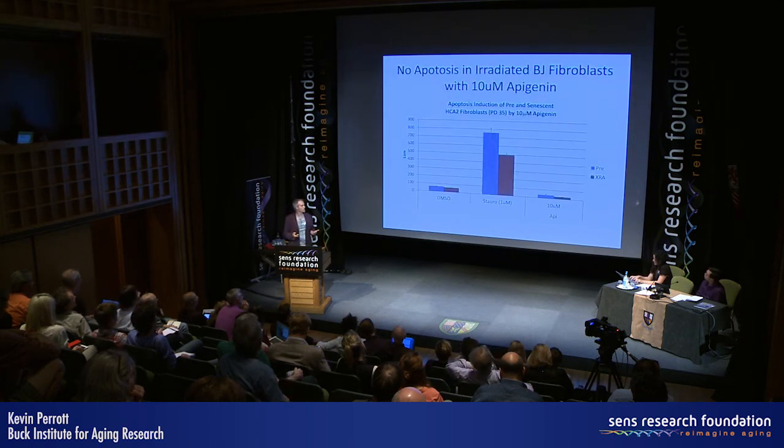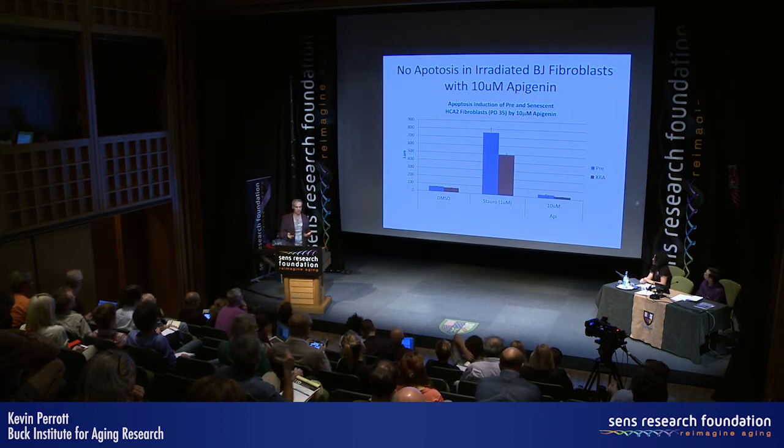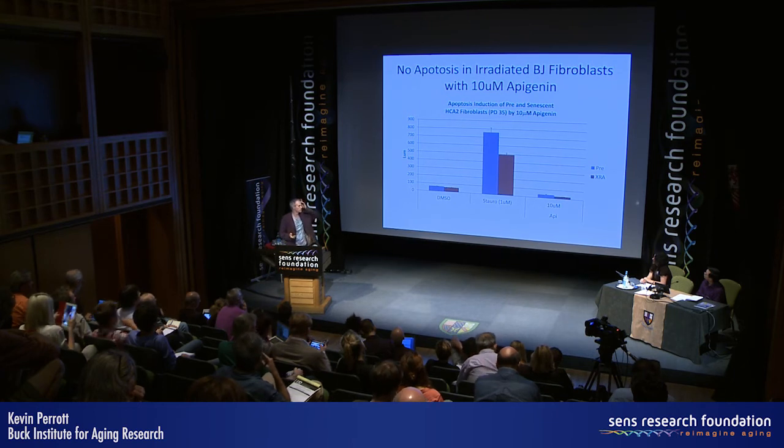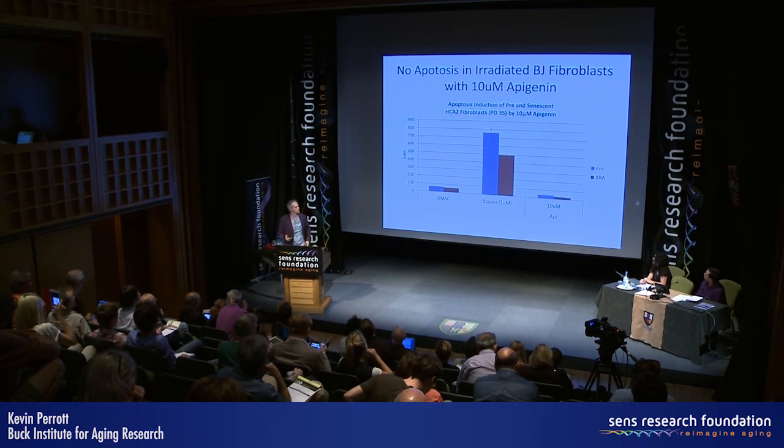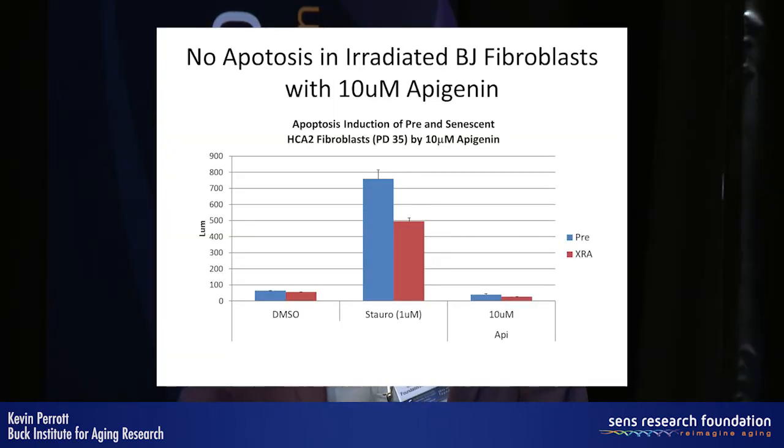Another reason why cells can actually stop secreting is because they're dying, and just because they could actually be dead and on the plate undergoing apoptosis and not secreting. So we wanted to test that and make sure that the cells were not secreting because they were dying. We did a caspase assay with luminescence.